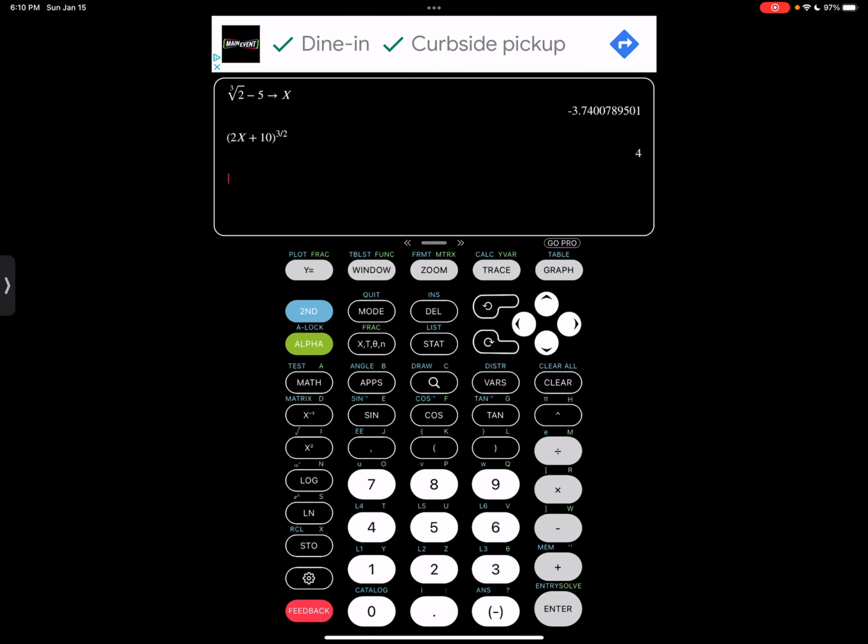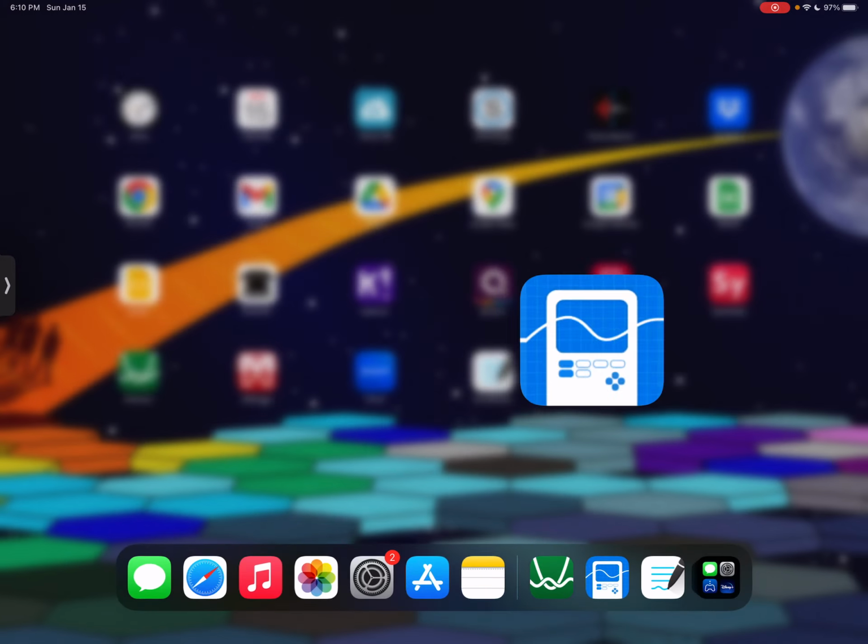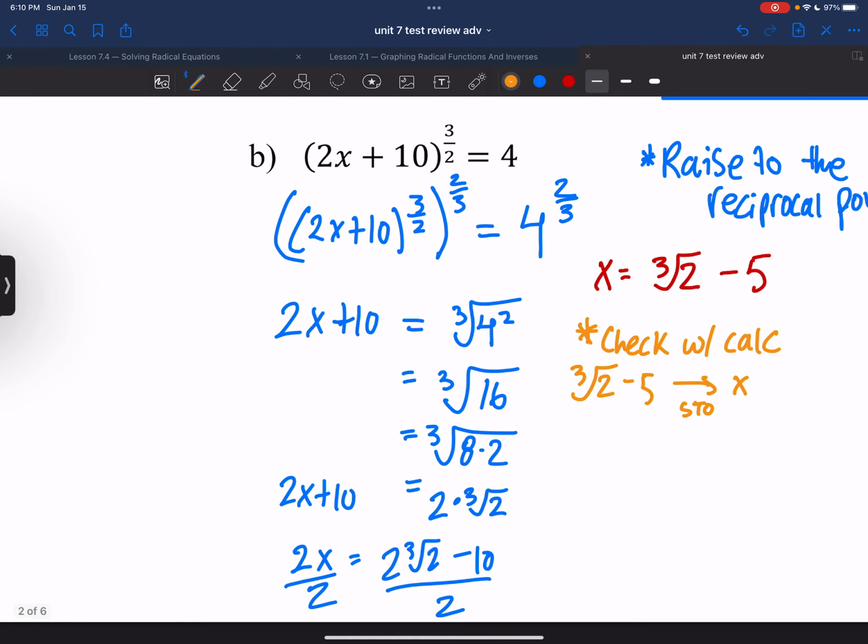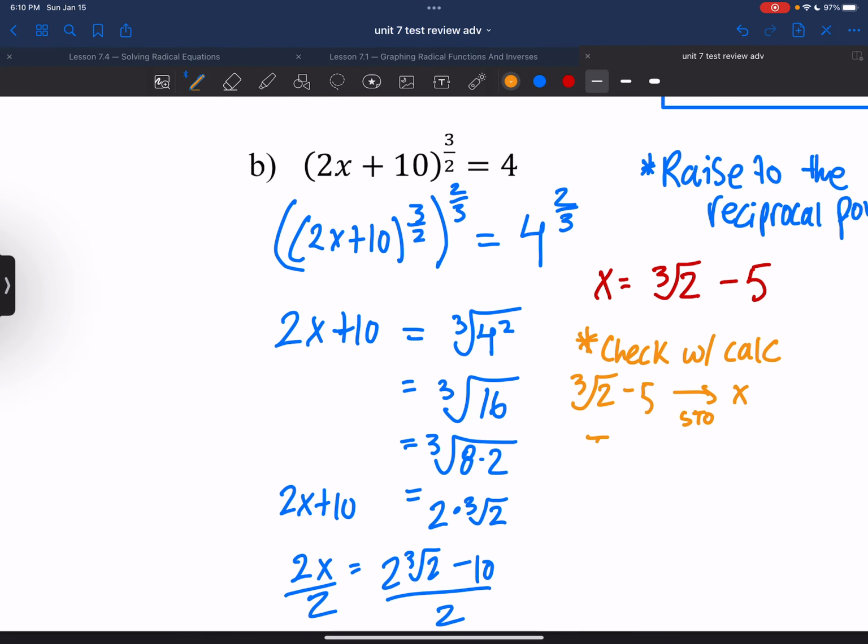Hey, buddy, look at that. It's 4. So, done. It is true. Therefore, x equals cube root of 2 minus 5.